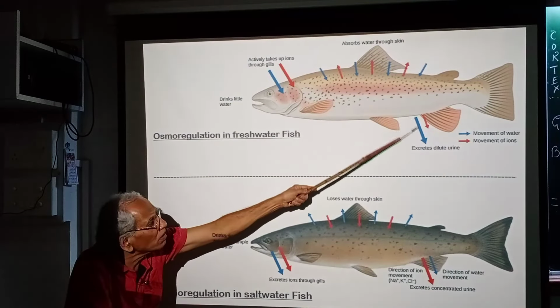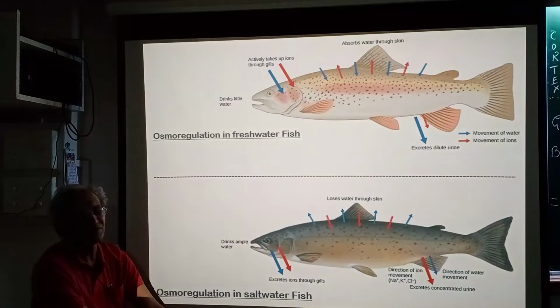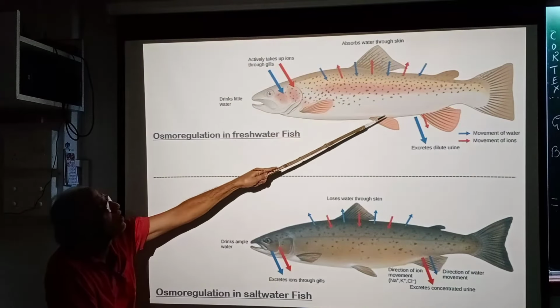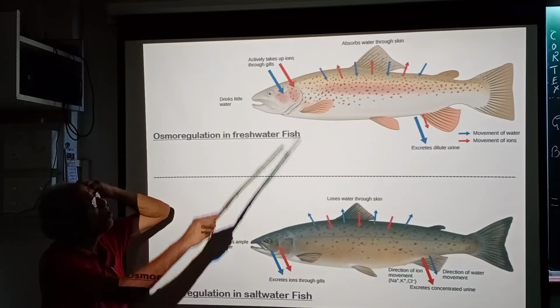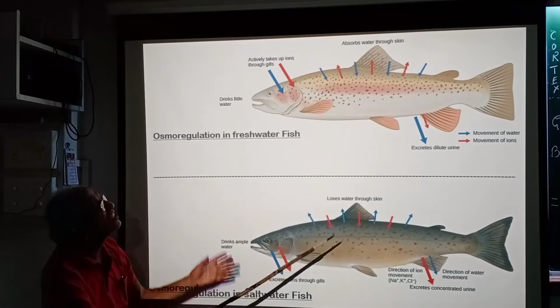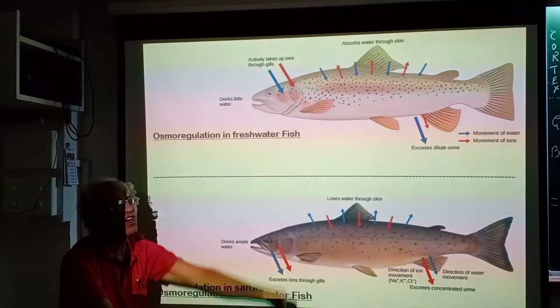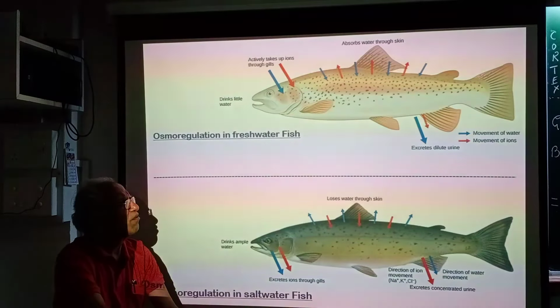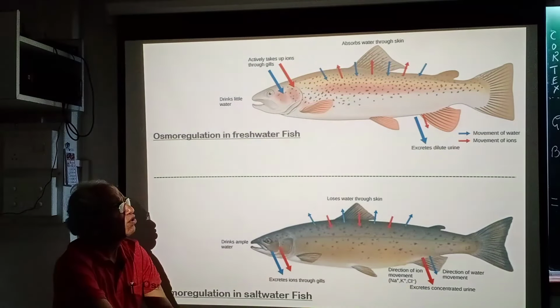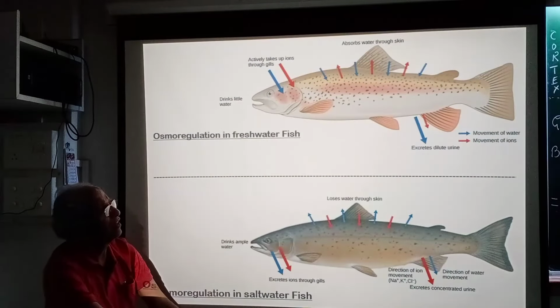So they give out diluted urine. The small arrows, the blue small arrows will mean small quantities entering, and this big arrow means dilute urine. So because there is a continuous inflow of water into their bodies, they want to give out the extra water by making the urine dilute.